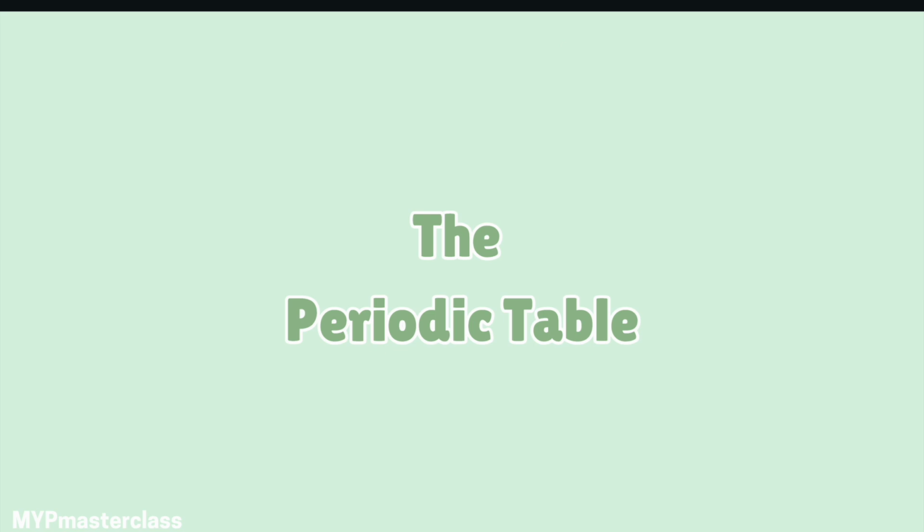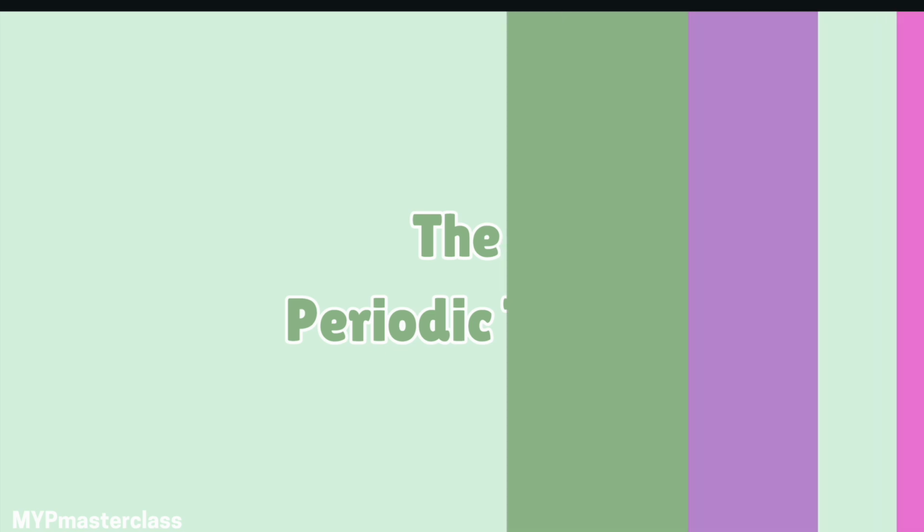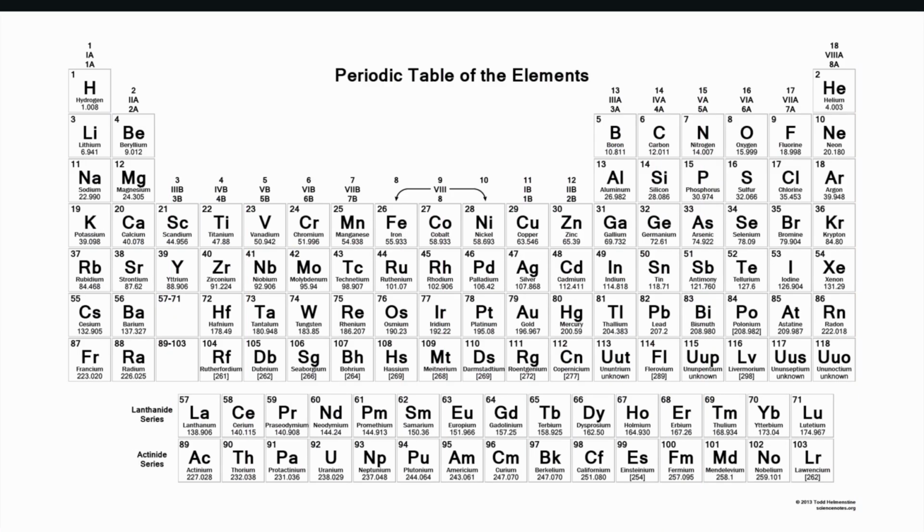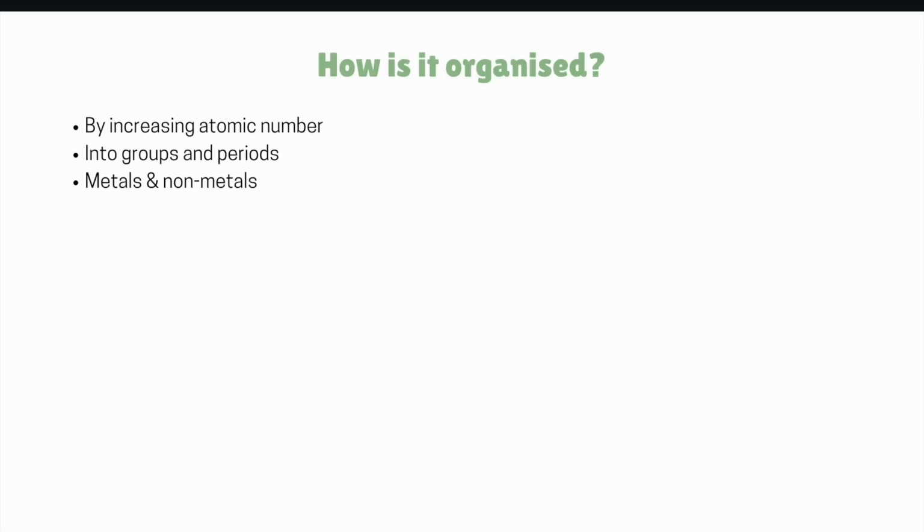Today we will be looking in detail at the periodic table. So the periodic table is a means of classifying elements and is used to predict the properties of these elements. And this is what we know the periodic table looks like, and there is a method to this madness. So we will look at how it is organized based on three things: by increasing atomic number, into groups and periods, and by metals and nonmetals.